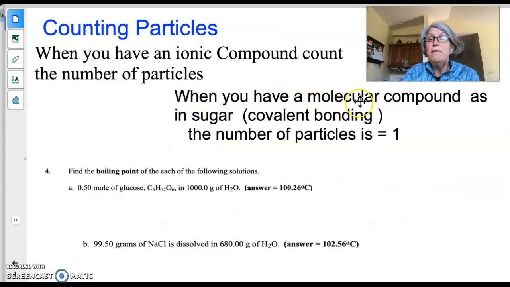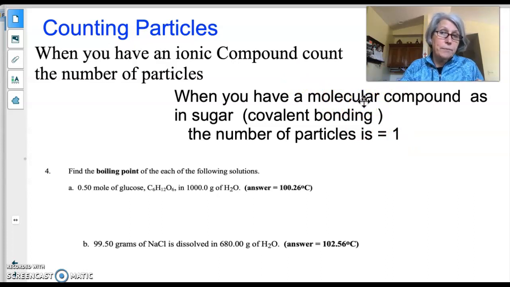But when you have a molecular compound, such as sugar, and sugar doesn't dissociate, so it doesn't break up, then the number of particles is 1. So anything that has covalent bonding will be what we call molecular, and it will have the number of particles dissociating as 1. It won't be like the ionic compounds where you have to count how many ions are in solutions. For molecular compounds, it will be 1. And again, how are you going to know that it's a molecular compound?